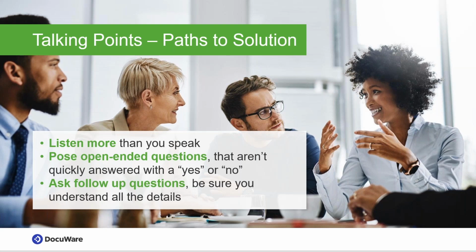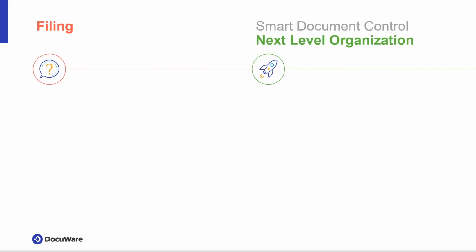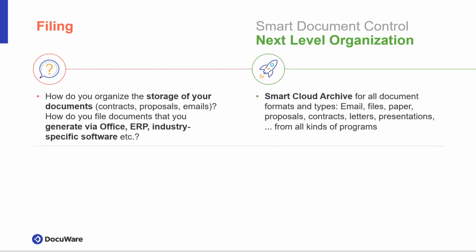So some of the things that we work with, some of the things that we pick up on based on questions and what that actually means for smart document control can be quite simple. How do they organize their storage? How do they file their documents currently? And this is not meaning that they are completely paper-based.